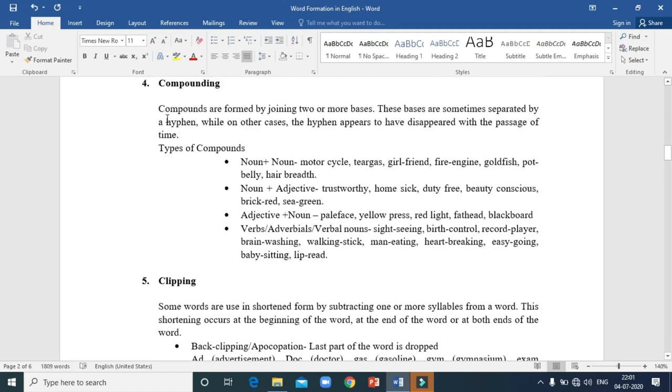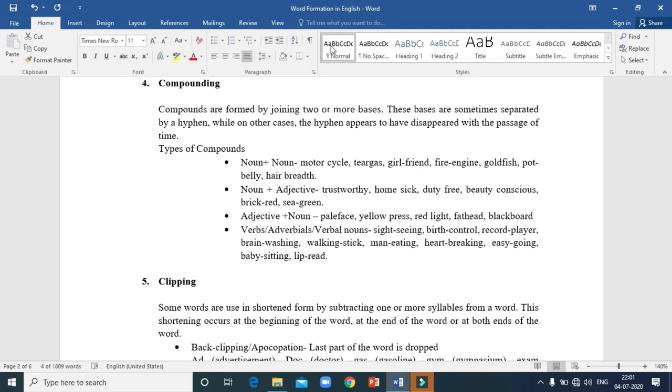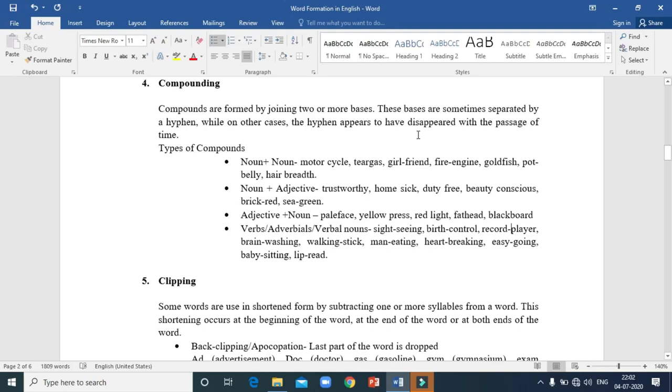Compounding is the formation of a new word by joining two or more bases. Sometimes these two bases are separated by a hyphen. In some other cases the hyphen appears to have disappeared.